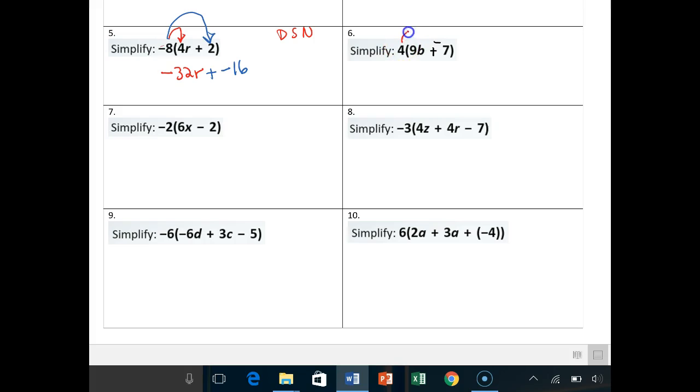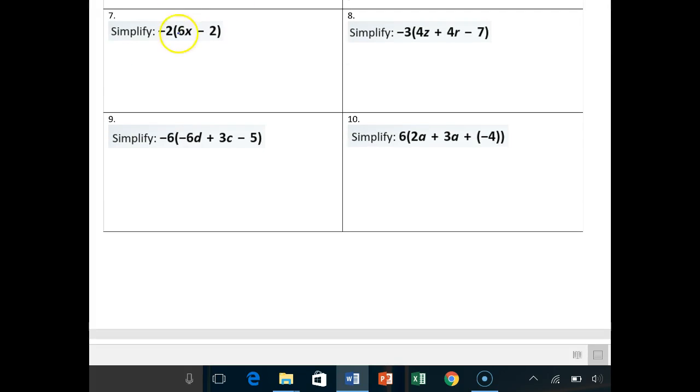So +4 times +9b, and then +4 times -7. So we have positive times a positive is 36b. That's easy. Plus a positive times a negative is negative. Not because we have more negatives. It's just if there's one negative, a negative times a positive will always be negative. So it gives us -28. Right? Again, I see a minus sign, so I'll say plus a negative.